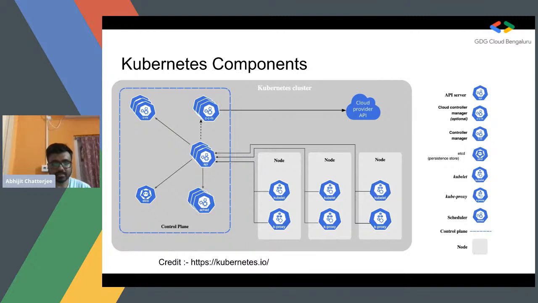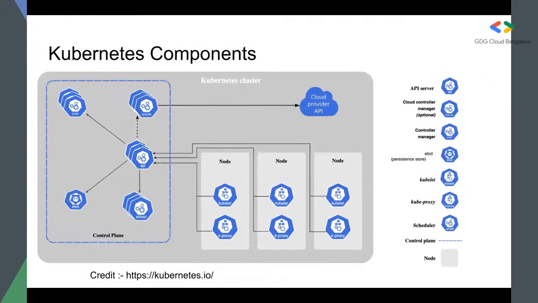So let's recap some of the things that we covered in the previous session. This is the Kubernetes components diagram. In a cluster, there are the control plane and the node. In the control plane, we have the API server, the scheduler, and etcd for storage. And in the node, we have kubelet, proxy, and also the Cloud API if you're using cloud.